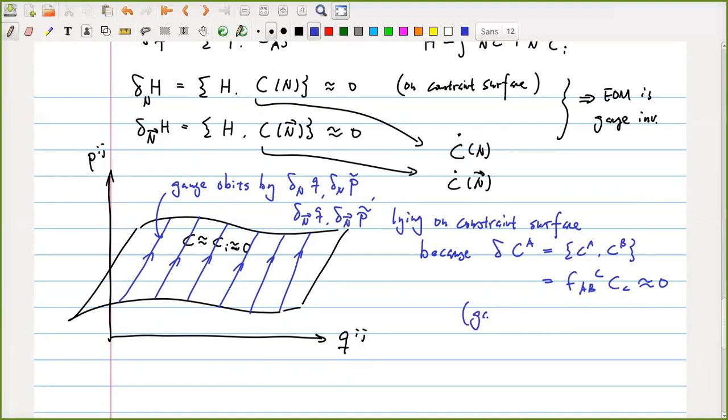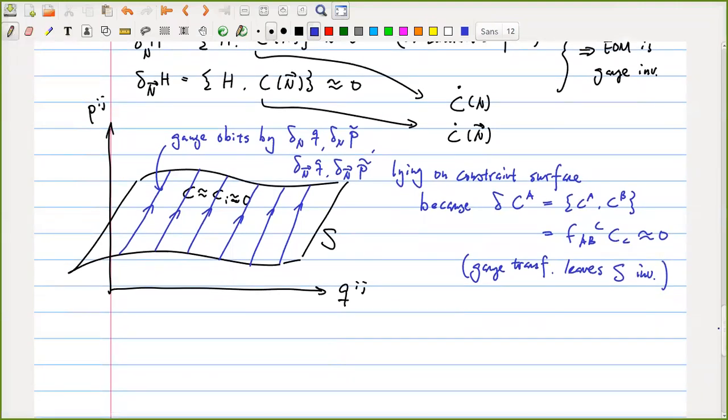It means that the gauge transformation leaves the constraint surface invariant. Let's call this constraint surface S: it leaves S invariant. Because the gauge transformation leaves the constraint surface invariant, the gauge orbit must be lying on the constraint surface. Along the gauge orbit, the fields are physically equivalent, because this is just a gauge transformation, which leaves the equation of motion invariant.